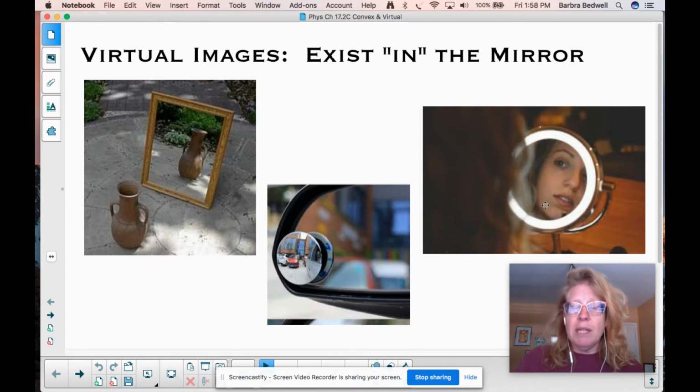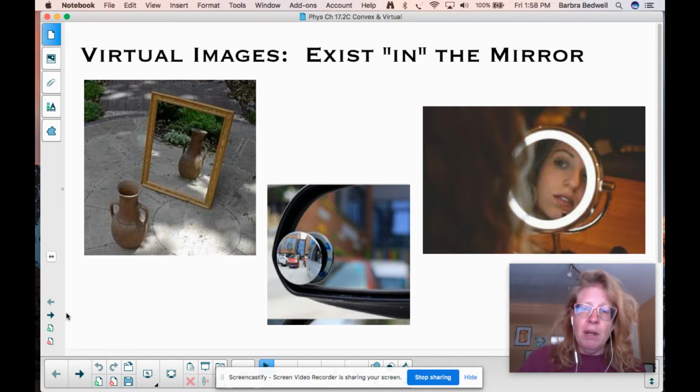Concave mirrors are the ones we did in the last video, and most of the time, concave mirrors produce real images. But if you get close enough to them, concave mirrors can produce virtual images. So we have all 3 of these different kinds. Today we're going to be looking at concave mirrors and their virtual images, as well as convex mirrors and how they produce images.